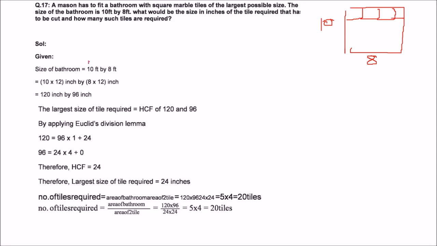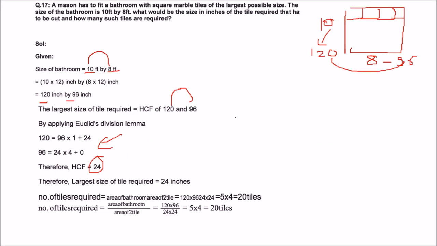Size is 10 feet by 8 feet. We will convert it into inches. Just multiply these two by 12. So it is 120 by 96. So this is in inches. It will be 120 and this will be 96. Right. Now let us find out the HCF of these two, highest common factor using Euclid division lemma. When we find out the HCF, we get HCF as 24. You know how to do it now. So 24 is the largest size of tile which is required, 24 inches.